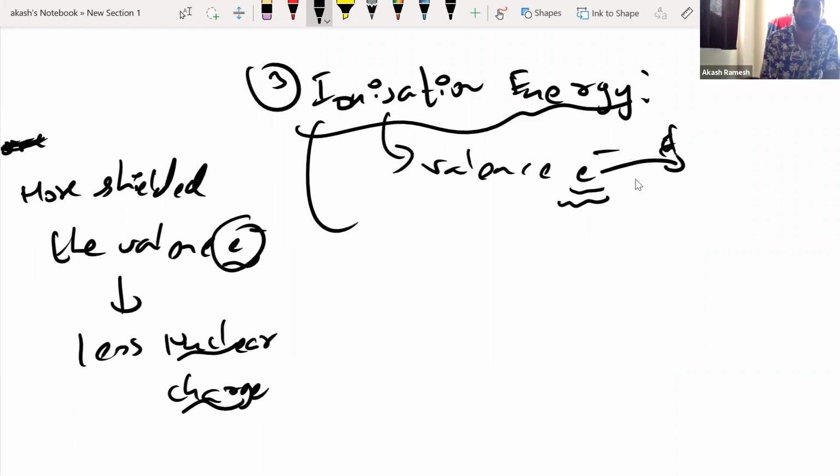Okay. Now I think you can take down a proper definition, people. Take down the definition for ionization energy. Please take down, everybody.